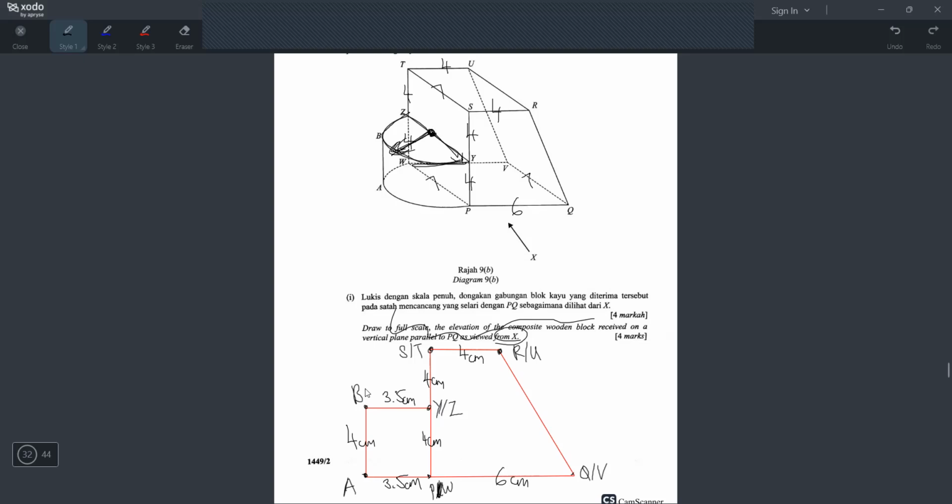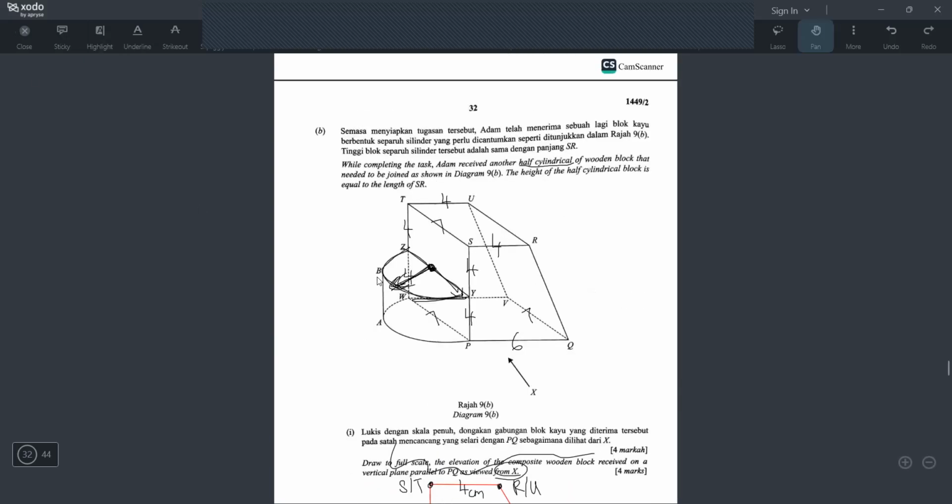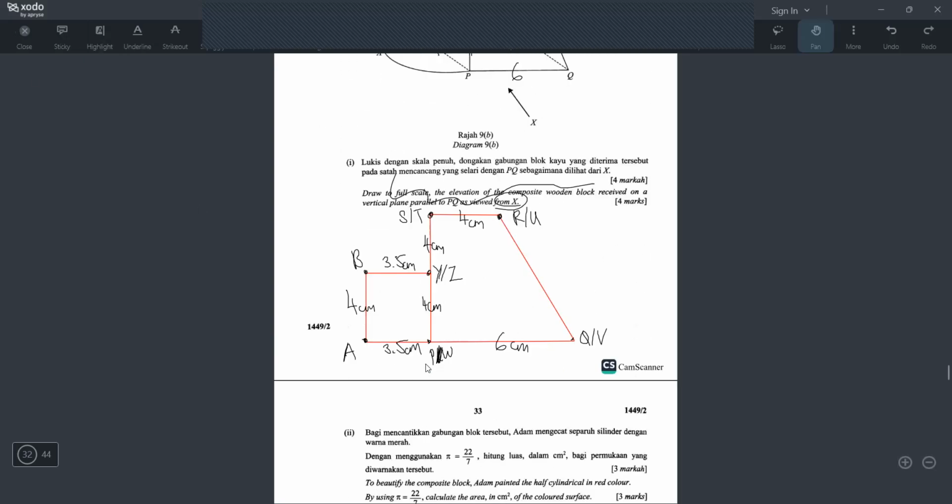Did I label everything correctly? Let's check. Yeah, I think I did everything correctly. So this is how you do it. Hope you understand. This is how you get 4 marks. And I repeat one more time, make sure you really measure it. I didn't measure it because it will take a lot of time if I do it. So when you do it, make sure it's 6 cm, 4 cm, 3.5 cm, and so on.